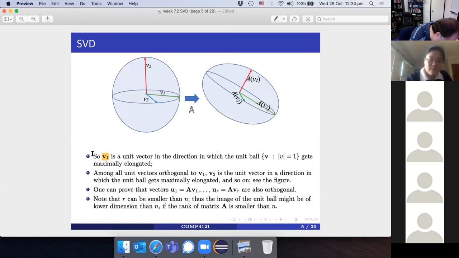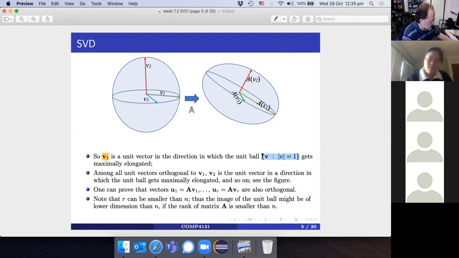Now we can see, for the first singular vector V1, V1 is a unit vector in the direction in which the unit ball gets maximally elongated. So what is a unit ball? For a unit ball, the length of the vector is equal to 1. All of the vectors satisfying this condition consist of a ball in a space, depending on the dimension of the vector. So V1 is a unit vector in the direction in which the unit ball gets maximally elongated.